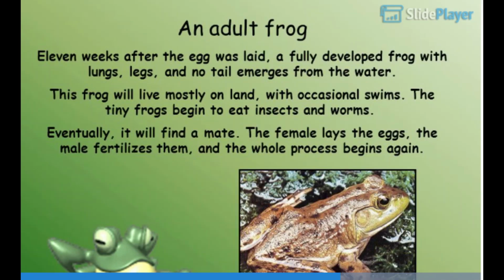An adult frog. 11 weeks after the eggs were laid, a fully developed frog with lungs, legs, and no tail emerges from the water. This frog will live mostly on land but occasionally swims. The tiny frogs begin to eat insects and worms. Eventually, it will find a mate. The female lays eggs on land.